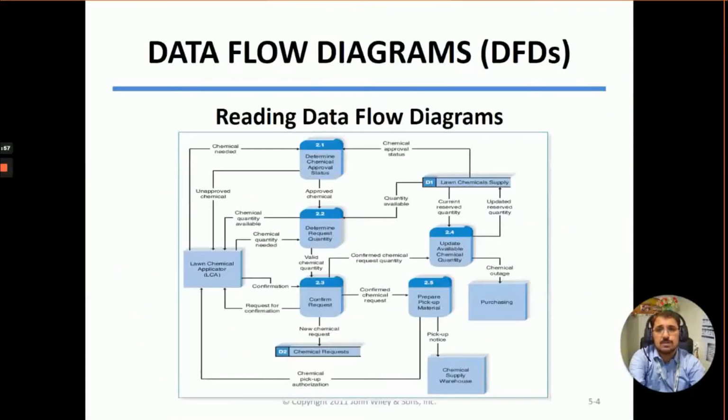How? Let's go back to the slide. You see, all the numbers 2.1, 2.2, 2.3, 2.4, 2.5, these are processes. Don't worry, later on we will study in detail, but just look at the name. You see, determine is a verb and status is a noun. Determine, and quantity. Update is a verb, prepare is a verb, confirm is a verb, request is a noun. Is it clear somehow? Hello?